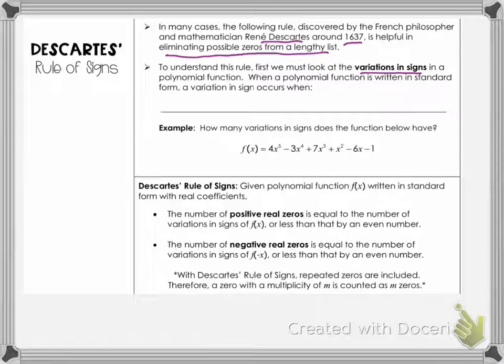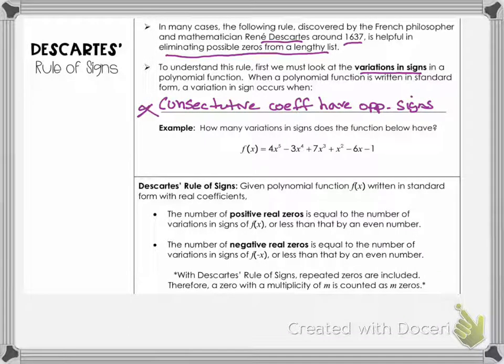When a polynomial function is written in standard form, a variation of signs occurs when consecutive coefficients have opposite signs. It just means it changes from positive to negative or negative to positive. That's what that means, okay?